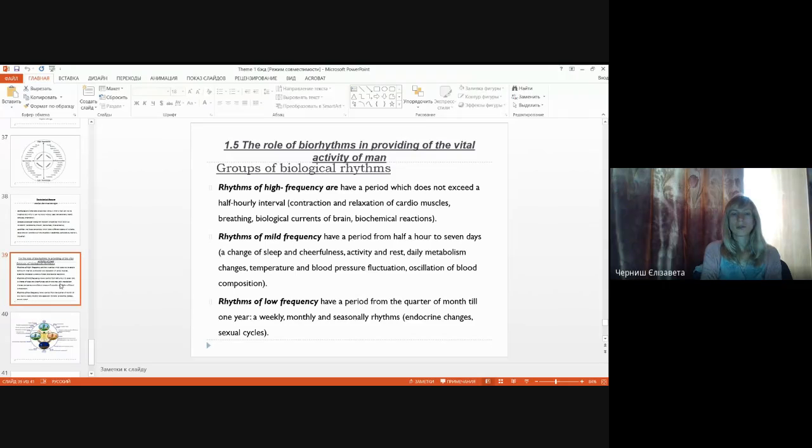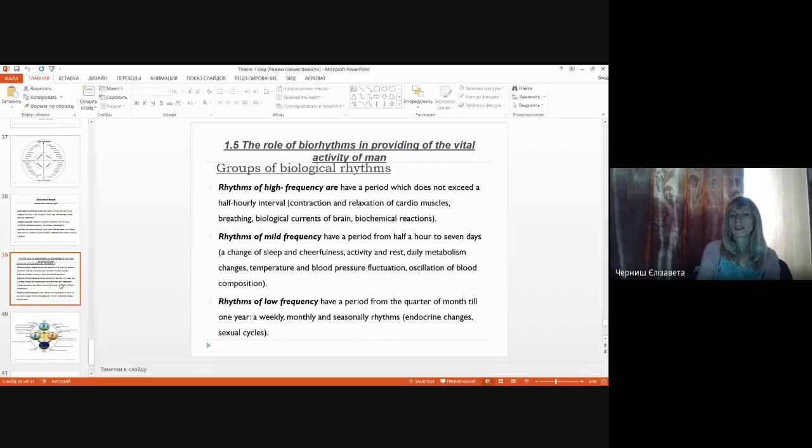For example, a rhythm of high frequency has a period which does not exceed a half-hour interval. For example, the biological current of the brain, biochemical reactions, contraction or reflex of the cardiac muscle, breathing. All processes of our body have some rhythm.